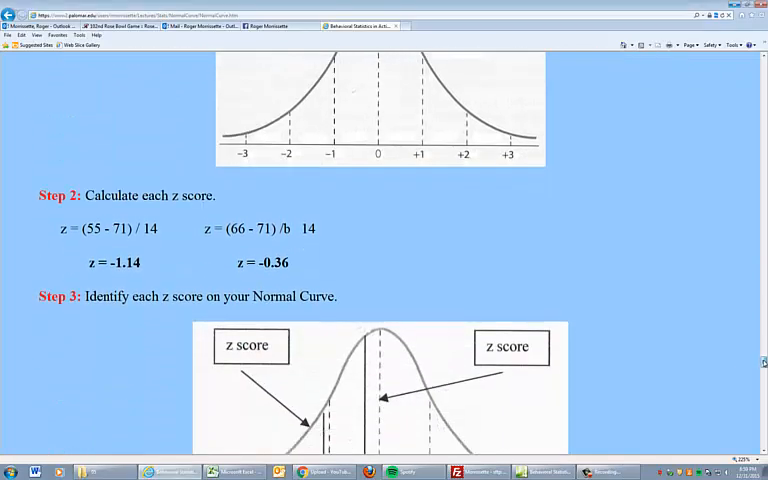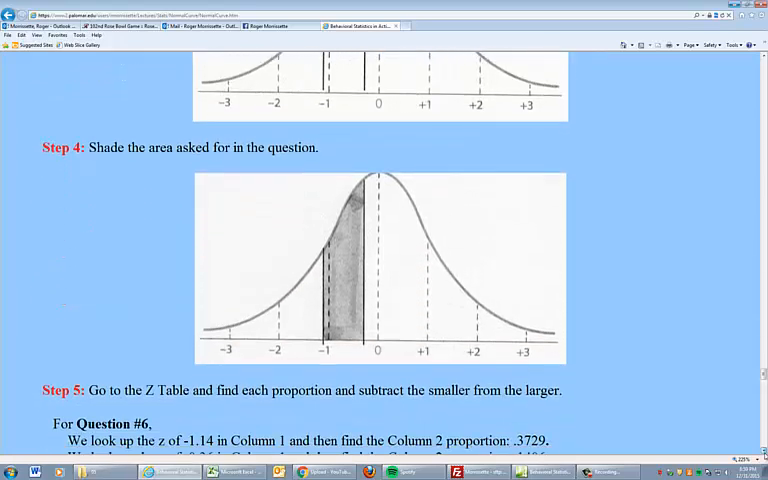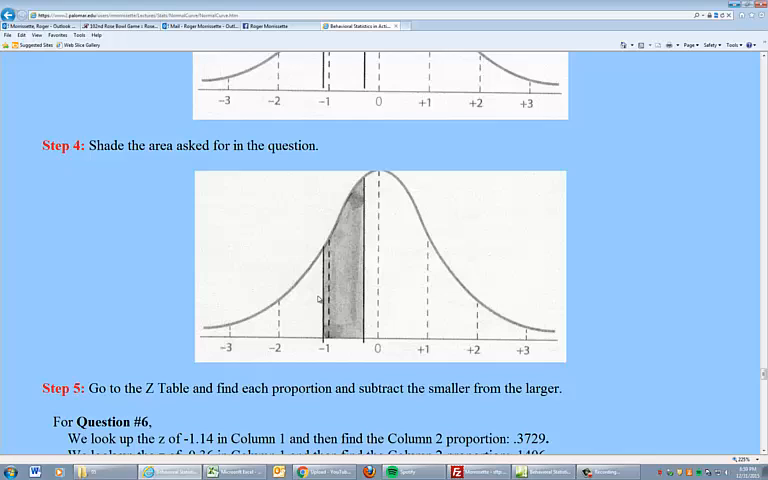Step 2 is the same. Calculate the z-scores. In this case, we calculate two z-scores, a negative 1.14 and a negative 0.36. Step 3 is the same. Put the z-scores on the graph. There they are right there. Step 4 is shade. There we go. We shade the area. Step 5, go to the z-table.